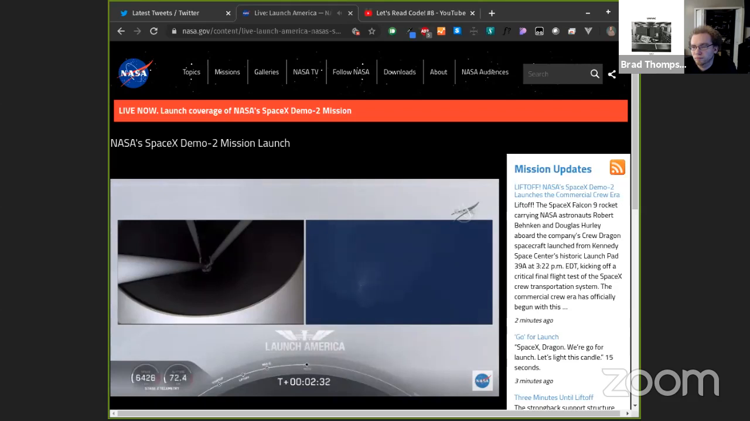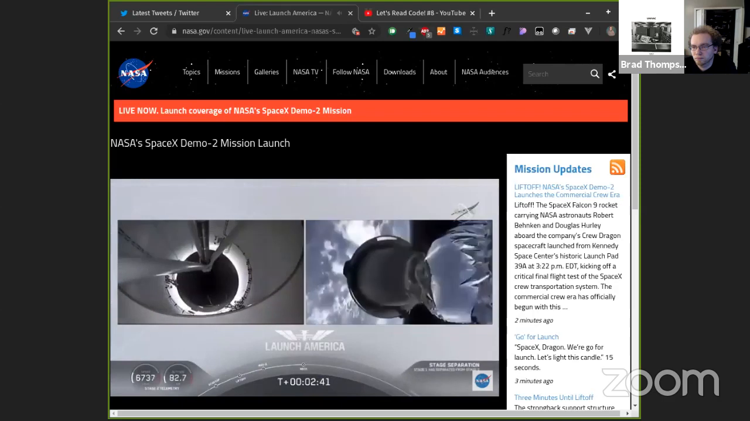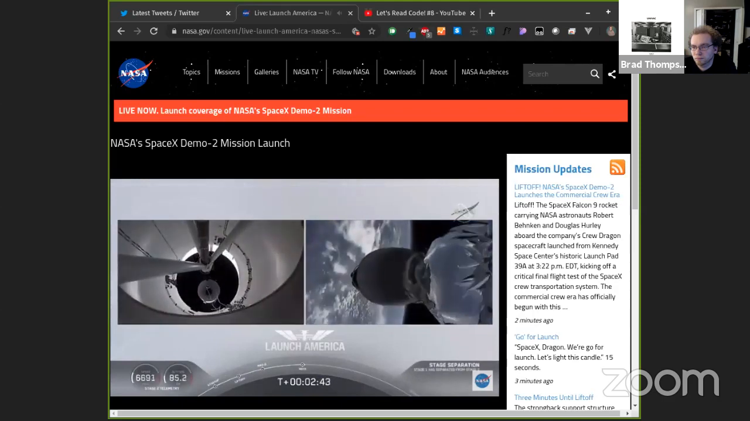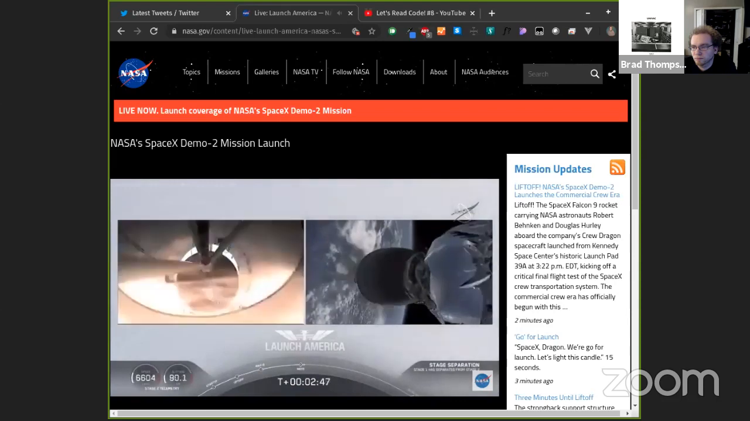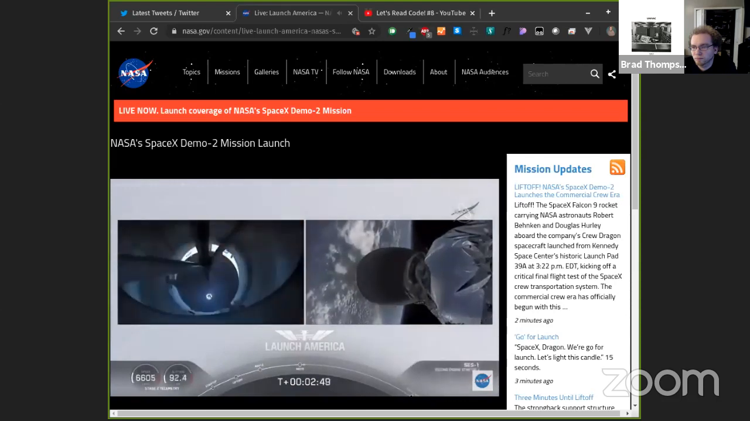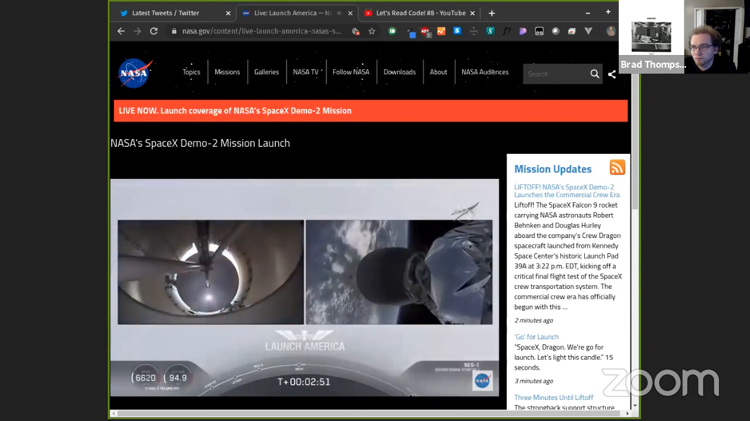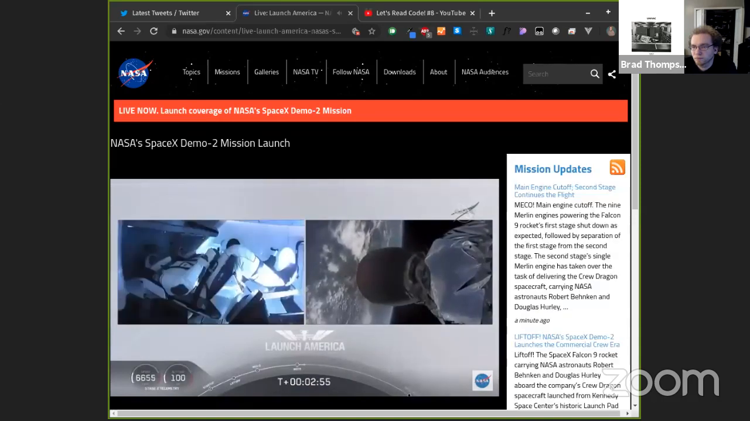And we have MECO. Alpha. Falcon stage separation confirmed. Copy 2 Alpha. MVAC ignition. All right, we have stage separation confirmed. The first stage beginning its flight back.